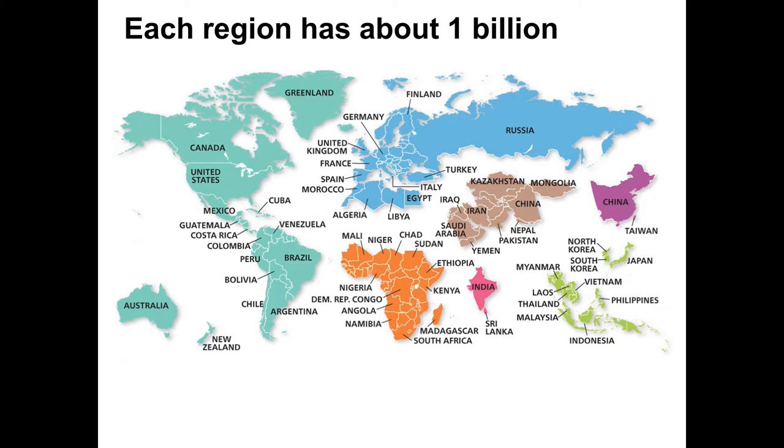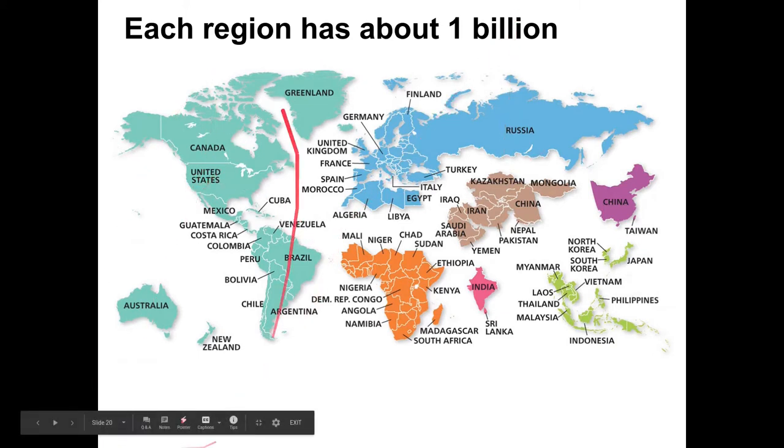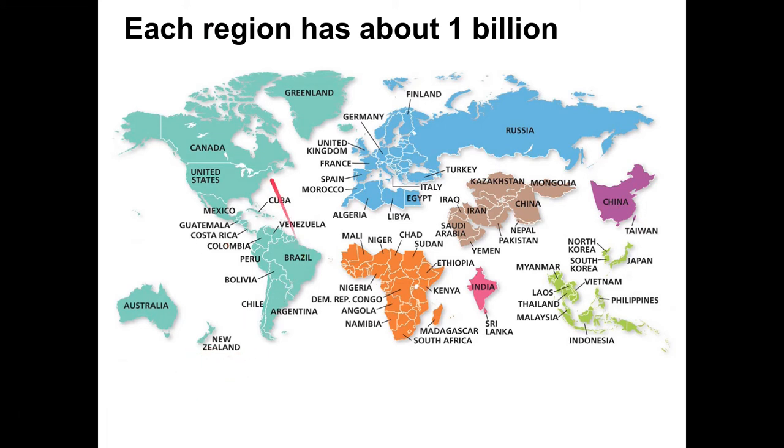So if you add up everybody living in the minty green section, that's a billion. So Australia, New Zealand, South America, North America, Greenland, and Iceland, it's about a billion. Northern Africa and Western Europe and Russia, it's about a billion.